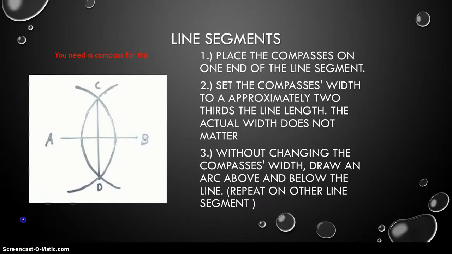Oh look, we need your compass again! Line segments. This is for bisecting a line segment. To do this, you place your compass on point A, stretch it out over here. Doesn't have to be exactly there, but just move your compass out over here and then draw an arc. I would do it with you, but I don't exactly have a compass on me for the computer.